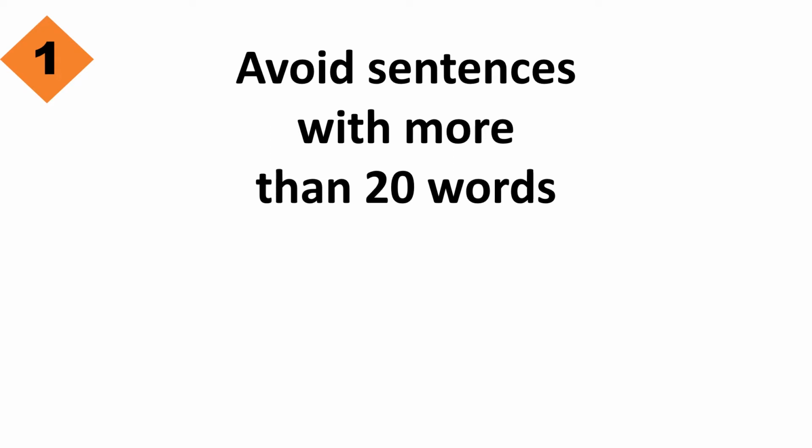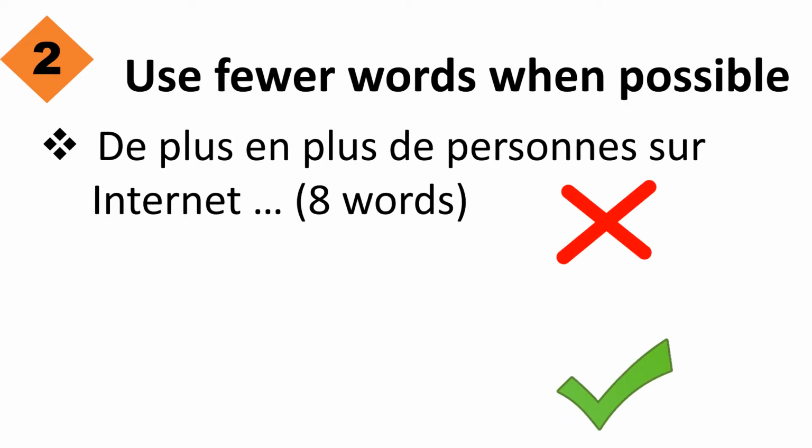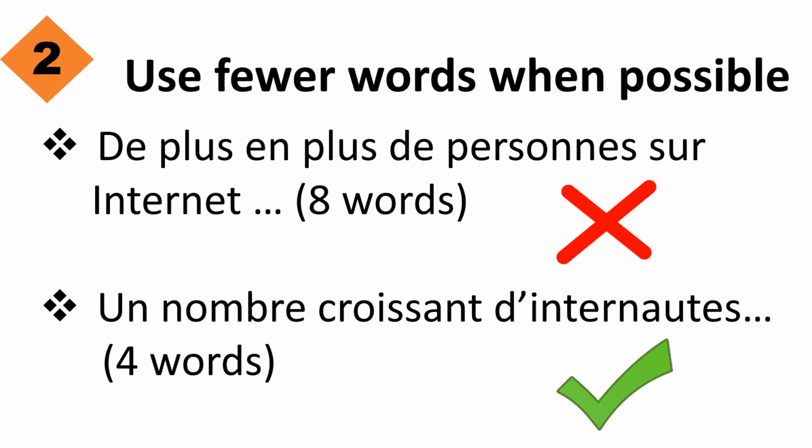So how are we going to do that? How are we going to do it? Simply by using fewer words when possible. So my example here, with 8 words, de plus en plus de personnes sur Internet, etc. is not a full sentence, but the beginning of a sentence. And what I'm saying in English is more and more people on the Internet. So I'm going to show you how we can reduce this to 4 words.